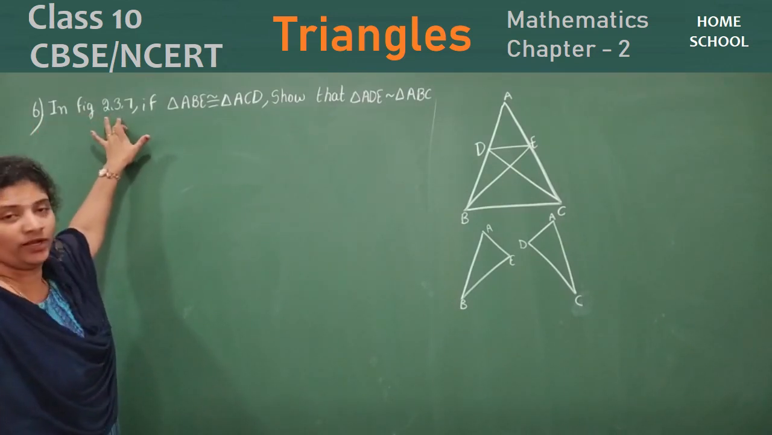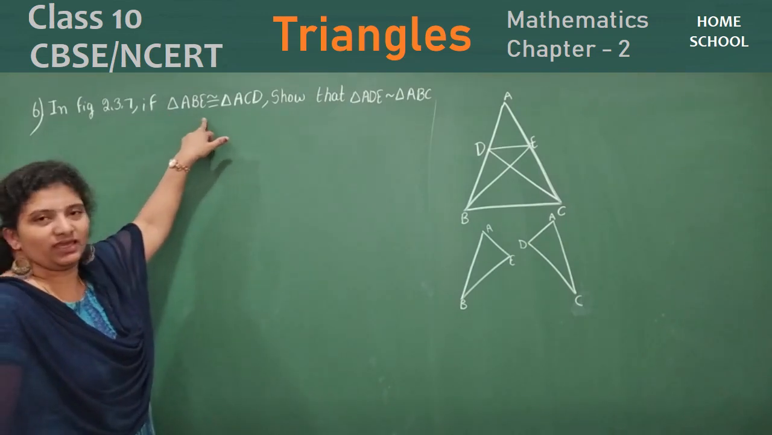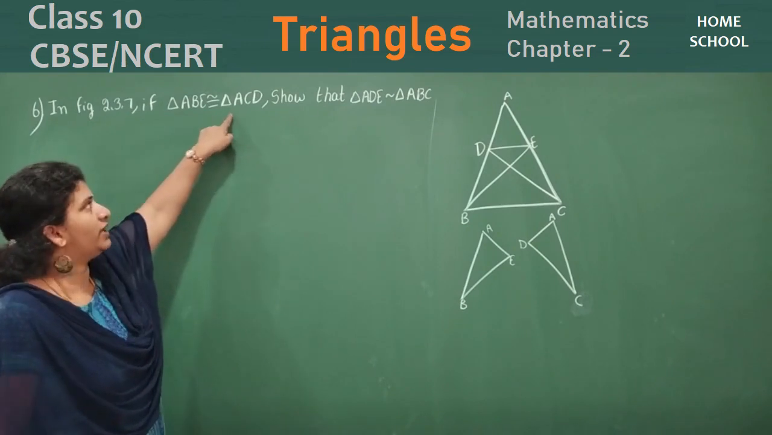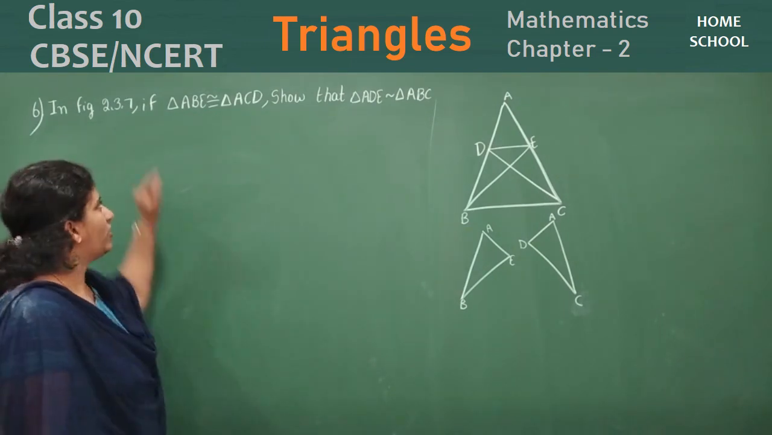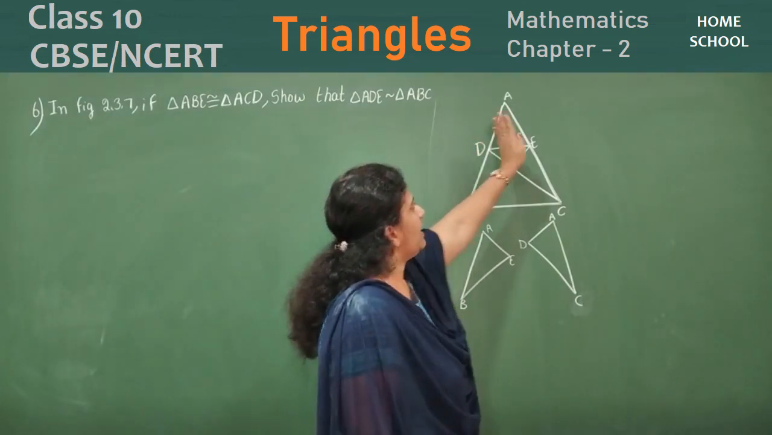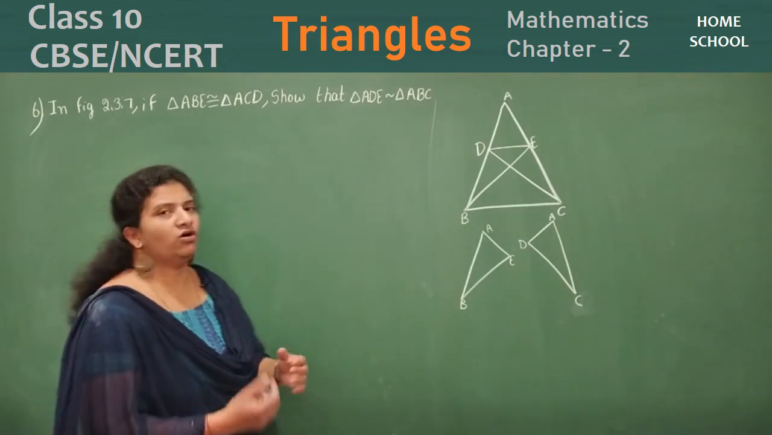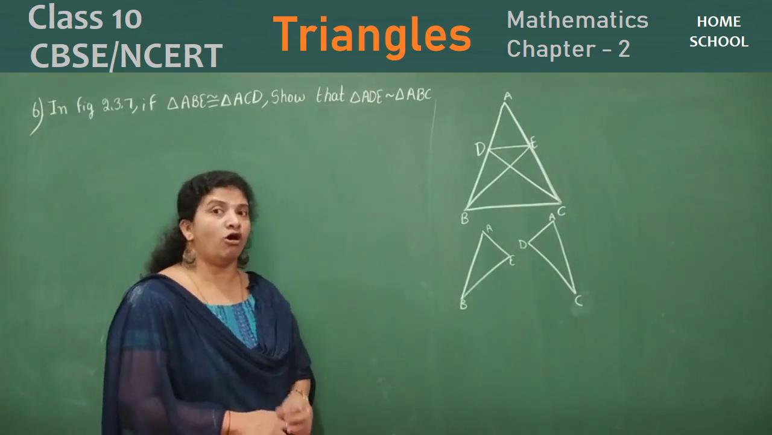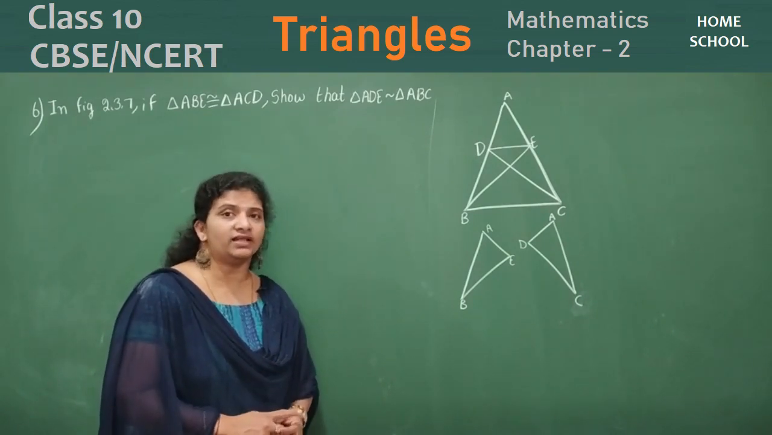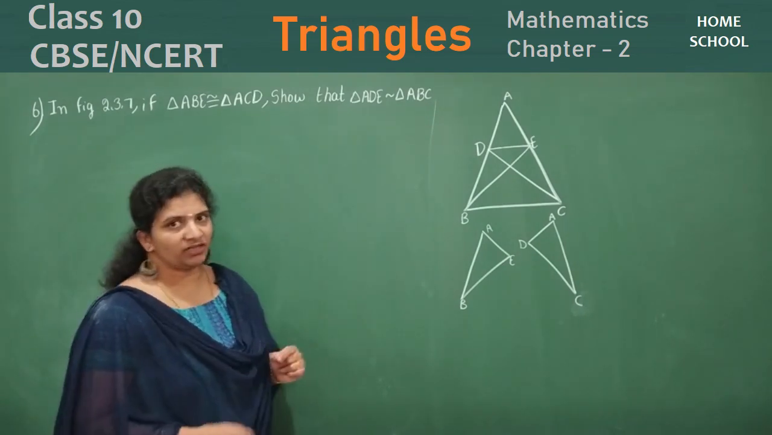In figure 2.3.7, if triangle ABE is congruent, what is this symbol? Congruent to triangle ACD. So observe the figure here. Triangle ABE is congruent to triangle ADC. If you remember congruency, all congruent triangles are similar, but all similar triangles need not be congruent. So remember this statement, I hope.